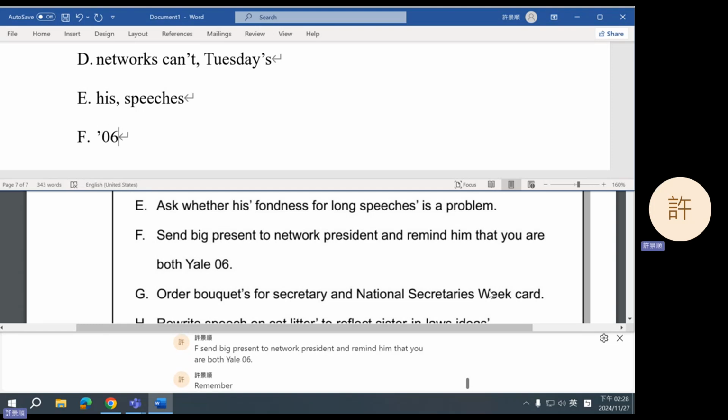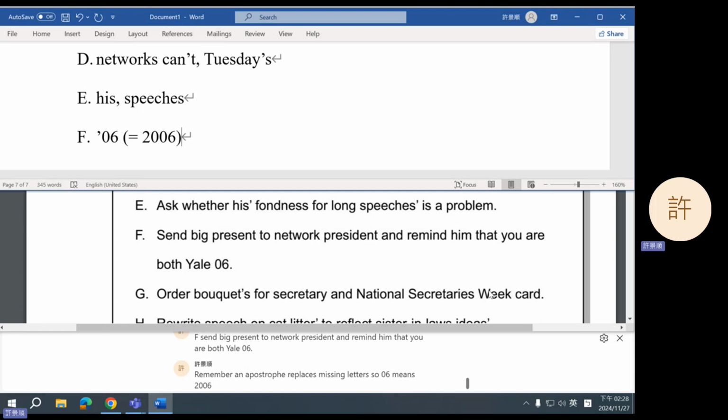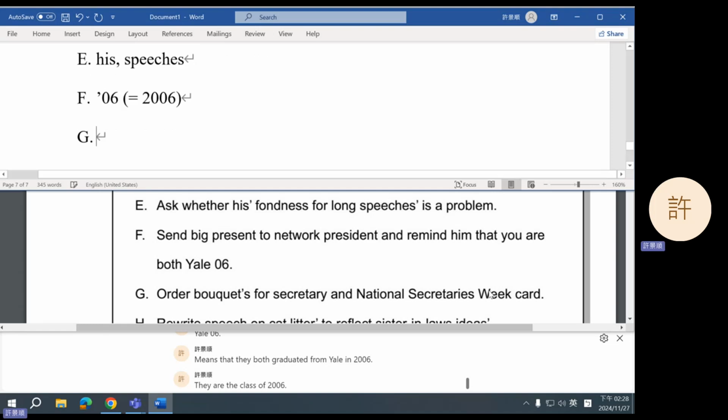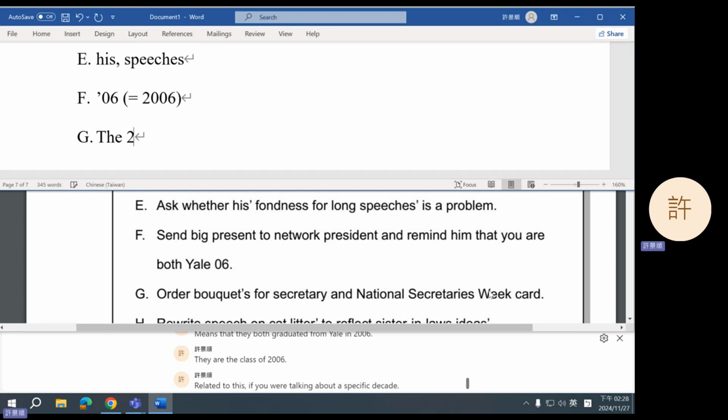Remember, an apostrophe replaces missing letters. So '06 means 2006. Yale '06 means that they both graduated from Yale in 2006. They are the class of 2006. Related to this, if you're talking about a specific decade, like we would say the 2010s, which is from 2010 to 2019.